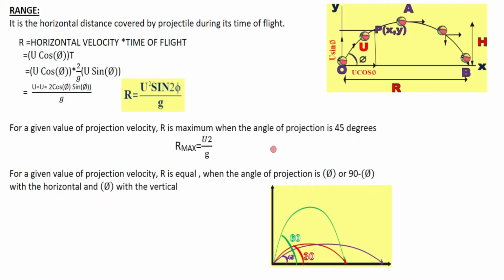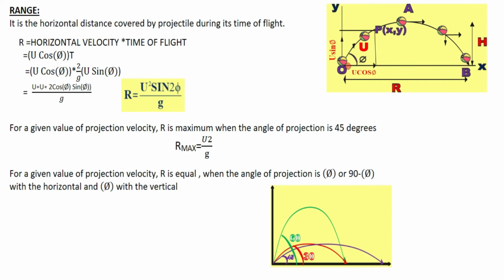Now let us derive the expression for range. As the projectile goes from 0 to A, what will happen? The horizontal distance covered by the projectile will increase, and as the projectile reaches A, the horizontal distance covered will go from 0 to this point. And from A, as the projectile moves towards B, the horizontal distance covered will still increase and finally it reaches B.